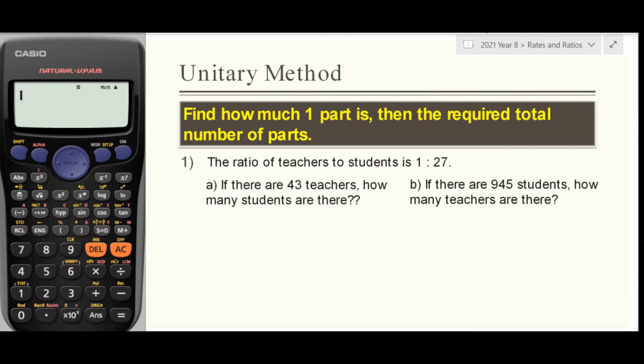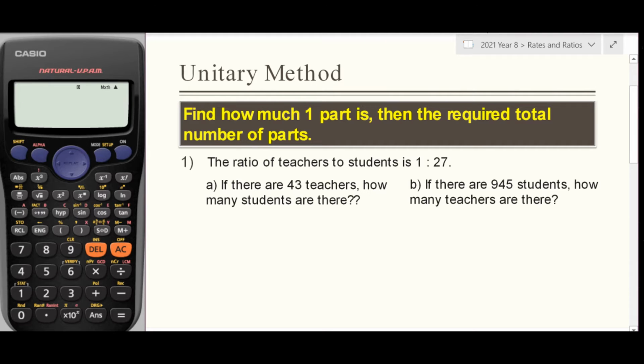In the first question, the ratio of teachers to students is 1 to 27. Part A, if there are 43 teachers, how many students are there? To do questions like this, you have to write out a very organized approach. So starting off with writing down what the numbers are referring to, always writing down the labels.